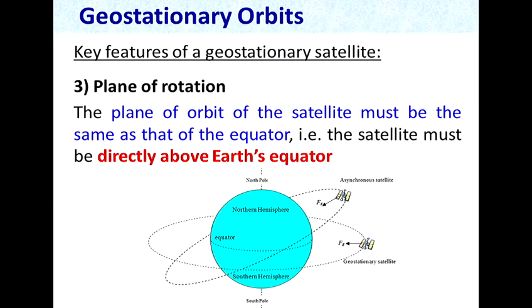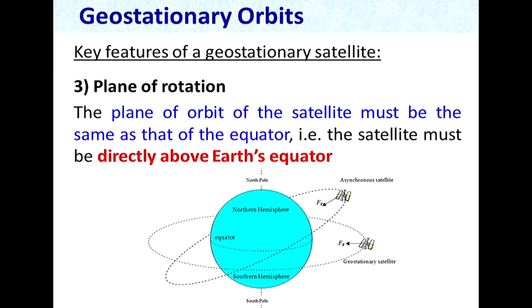Let's look at why. So this is the equator. Based on what we've seen here, for a satellite to be geostationary, it must move in this orbit. No other plane of orbit will do. It must be like this, from west to east, directly above the equator.